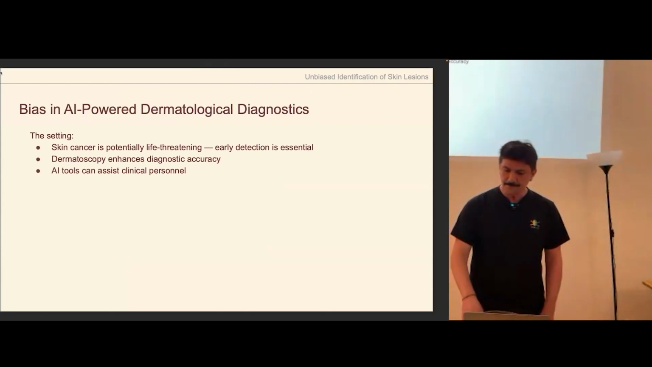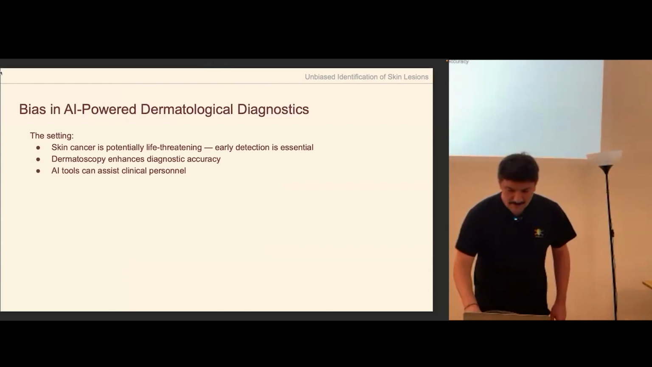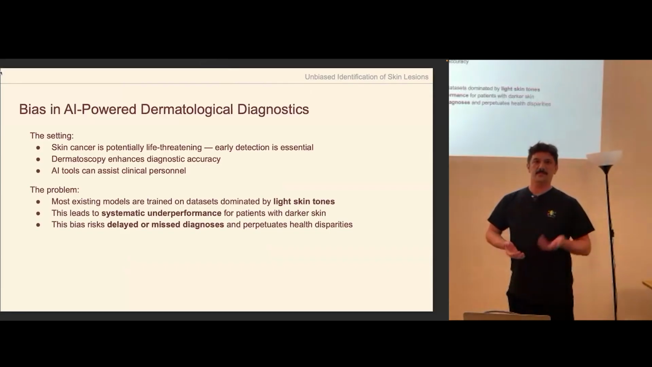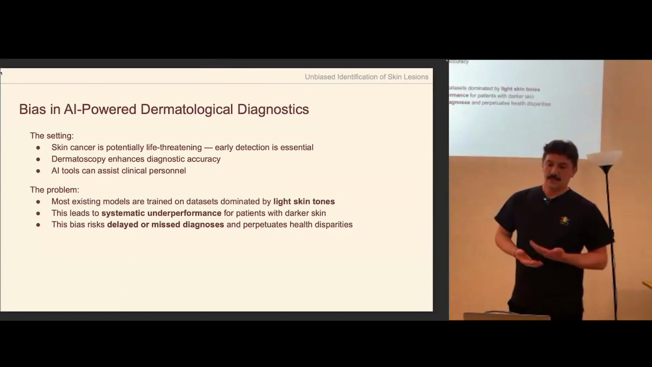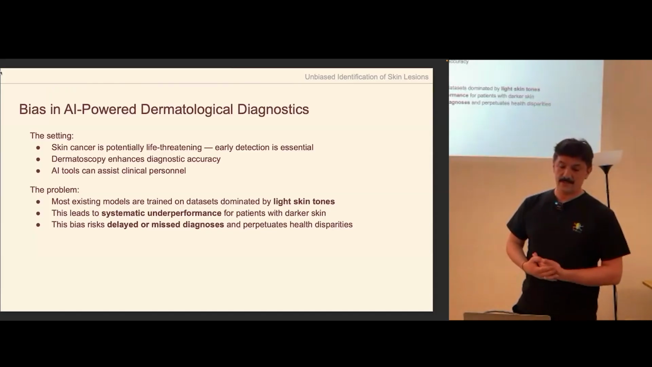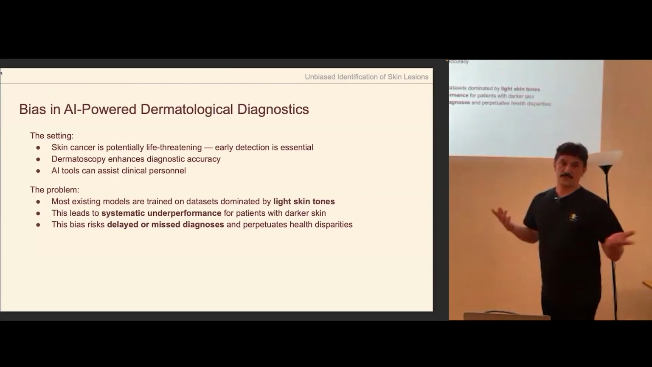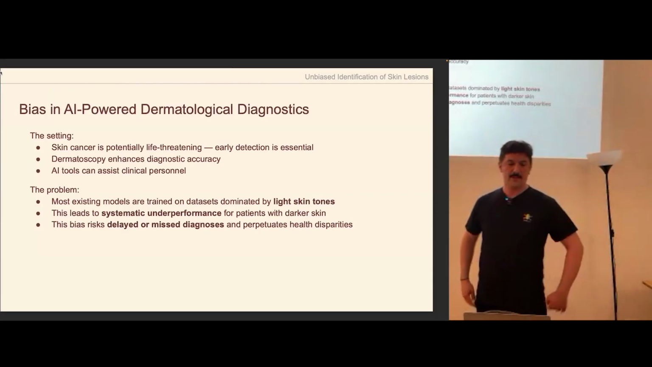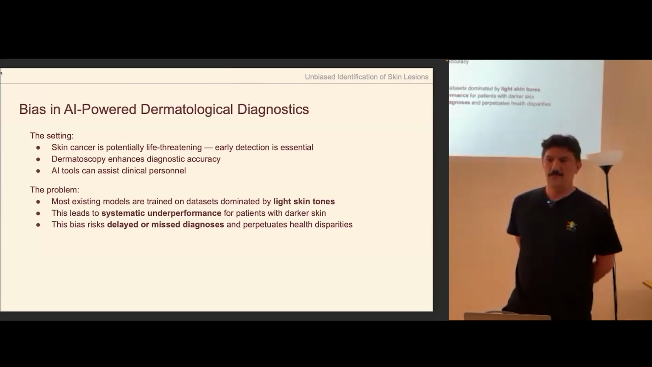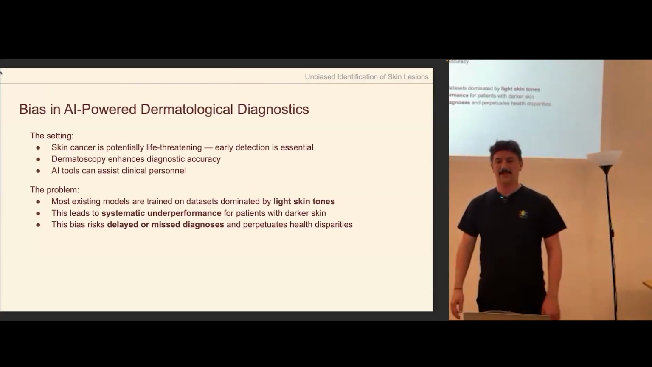dangerous or not. Now, the problem is that most existing models are trained on data sets that are dominated by light skin tones. And so this leads to systematic underperformance for patients with darker skin. And of course, then this bias can lead to a delayed or misdiagnosis, which then perpetuates health disparities.